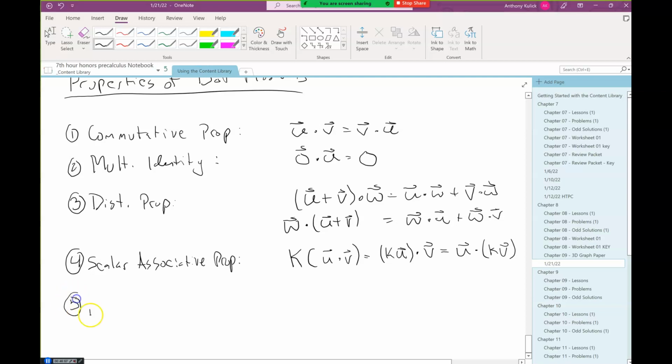And the last one is the magnitude property. And that just says that the dot product of a vector with itself is equal to the magnitude of that vector squared.